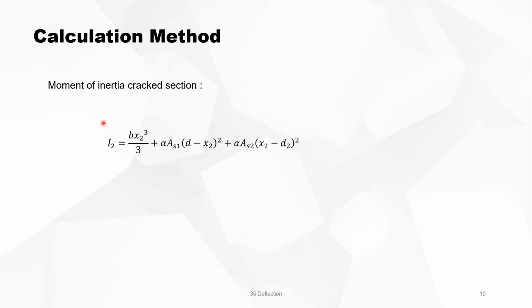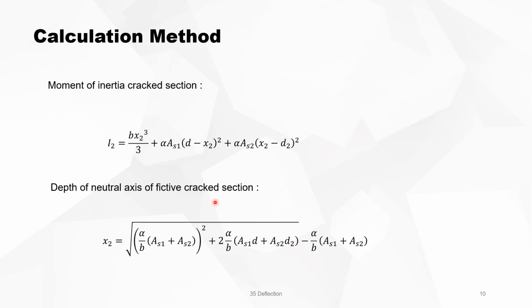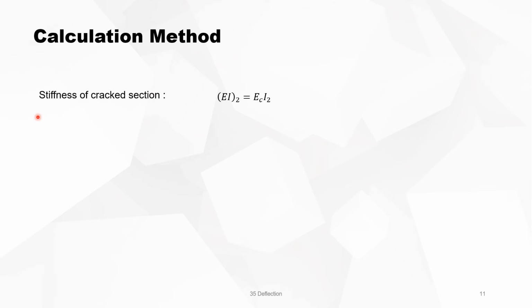The moment of inertia of the cracked section is given by this equation, and then the depth of the neutral axis of the fictive cracked section is equal to this. So we have now 4 expressions. We can now calculate the stiffness of a cracked section.